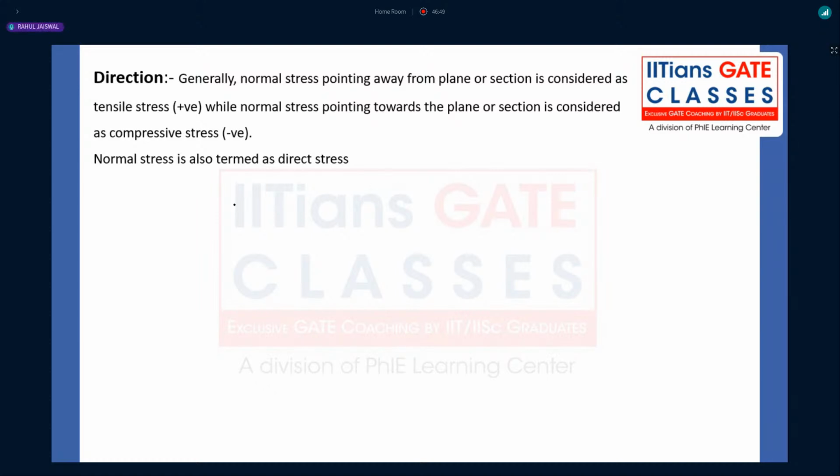Now, coming to the directions, generally the normal stress pointing away from the plane or a section is considered to be tensile stress, right? While the normal stress towards the plane will be considered as compressive stress, right? What is the meaning of that? For example, you are applying a tensile load sigma. So here sigma xx will be called plus sigma. That is a tensile stress.